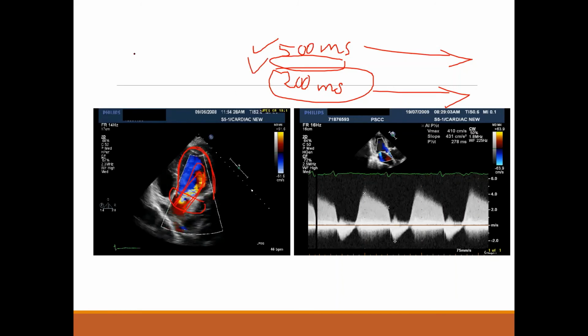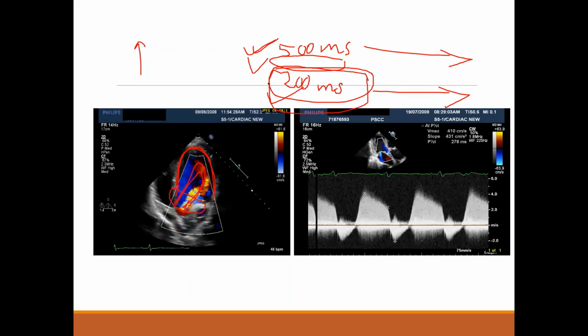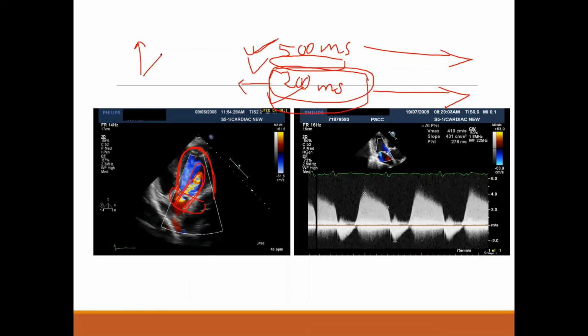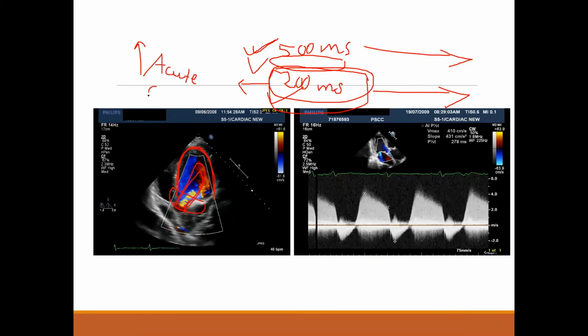If the LV takes the jet with high LV-EDP, the pressure half time is going to be short, towards 200. But if it gets accommodated and the LV-EDP is not so high, that will be a long pressure half time. That's why we tend to see a short pressure half time in acute severe AR and in severe decompensated AR. And it's a sign of decompensation.